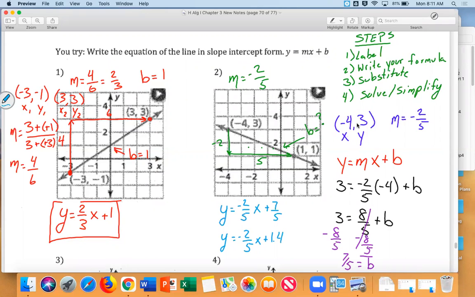All right? But these 4 steps up there, label, write your formula, substitute, and solve, I'm going to be using over and over and over again.